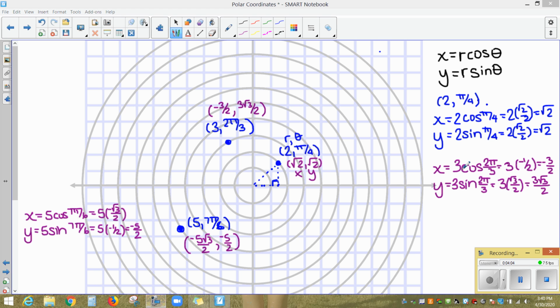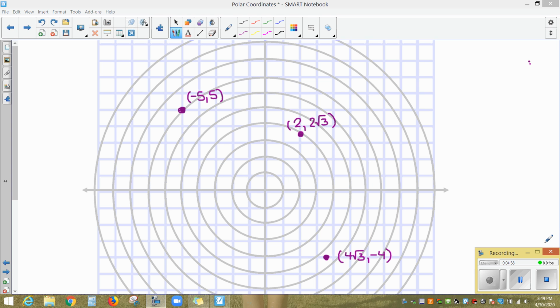Okay, so 3 times cosine 2 pi over 3 and 3 times sine 2 pi over 3. Make sure you get your signs, your plus and minus signs. There is a negative sign hanging here, but it's kind of lost in my equal sign. We can always do a quick double check. If I'm in the second quadrant, I know my x-coordinate needs to be negative and my y should be positive. In the third quadrant, both are negative. In the next set of examples, we will be starting with rectangular and going back to polar.